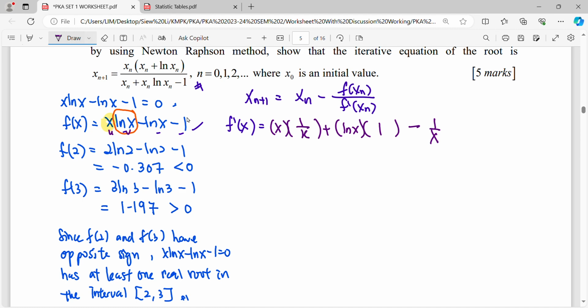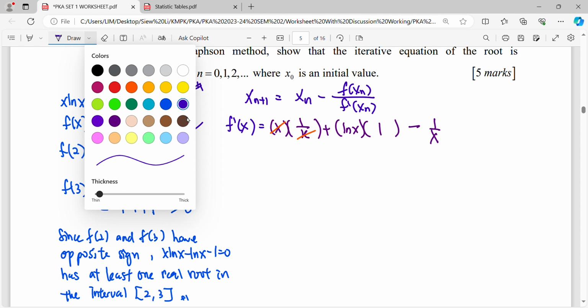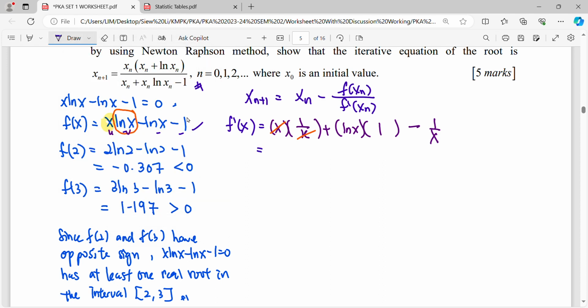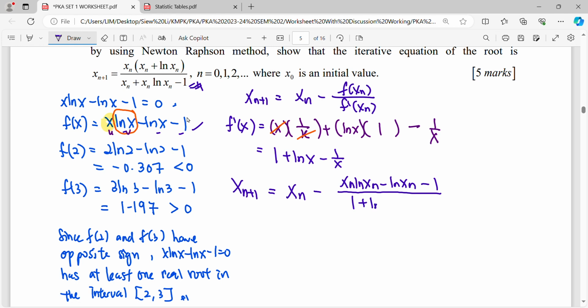Alright, so we simplify this. x times 1 over x can be cancelled, remaining 1 plus ln x minus 1 over x. So we have to show the equation until this stage. Substitute your function, and substitute the differential function. And then what can we see?